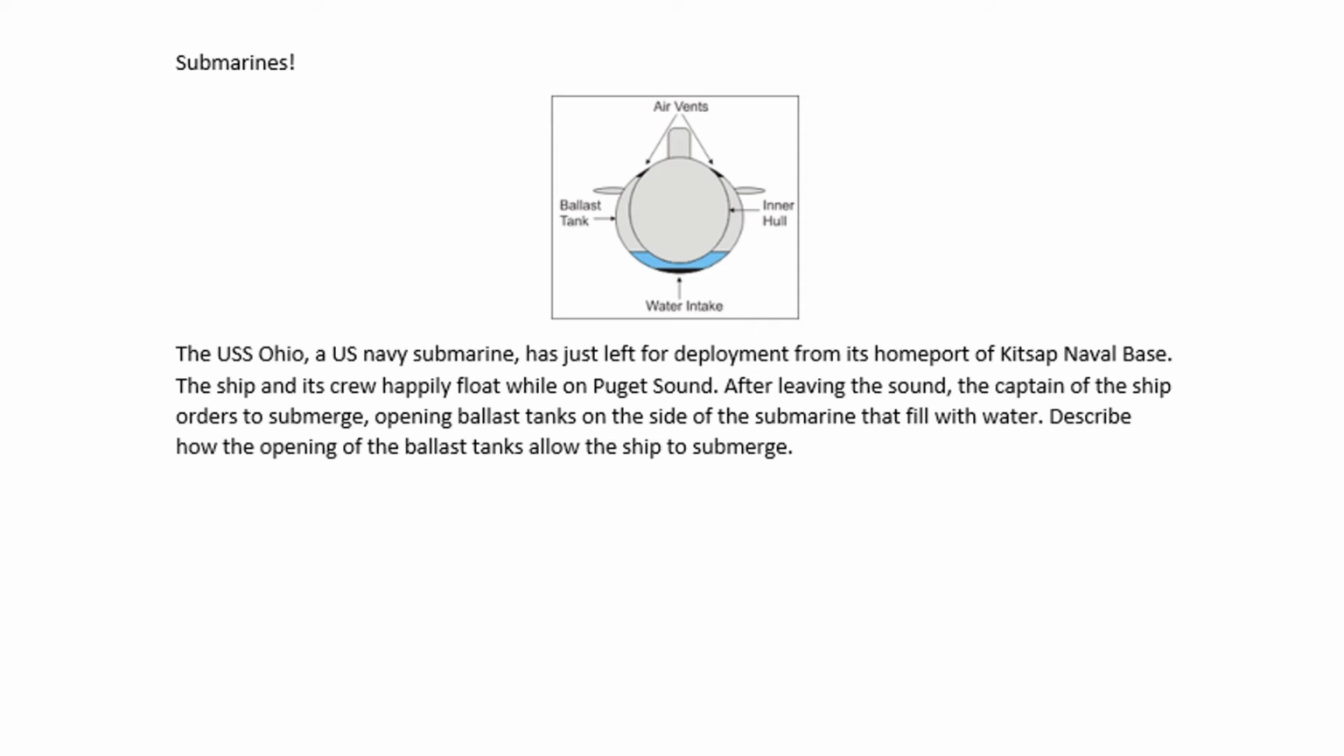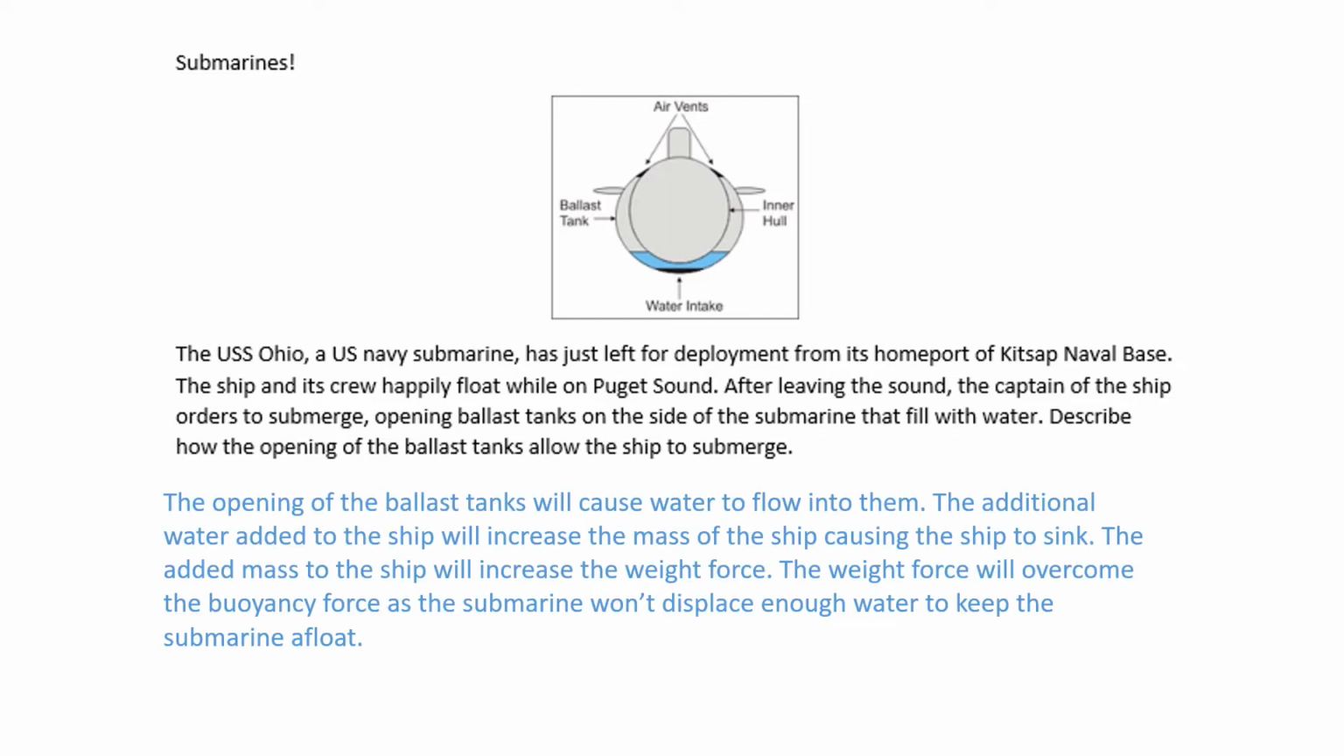So our first question: the USS Ohio has just left for deployment. The crew is floating on Puget Sound. Once they leave the sound, they want to submerge. By doing this, they open ballast tanks on the side that will fill with water. Describe how the opening allows the ship to submerge.